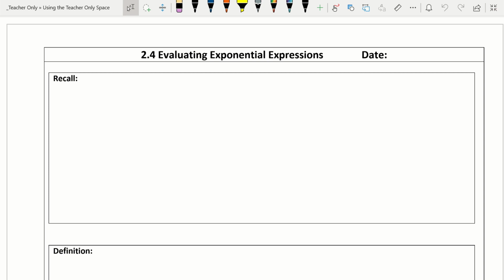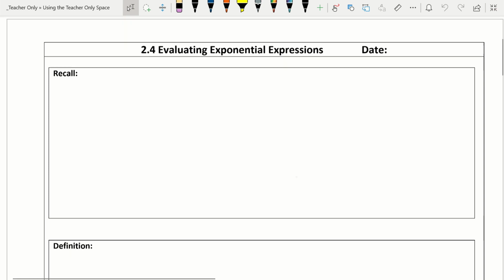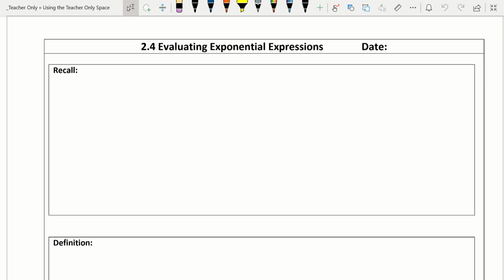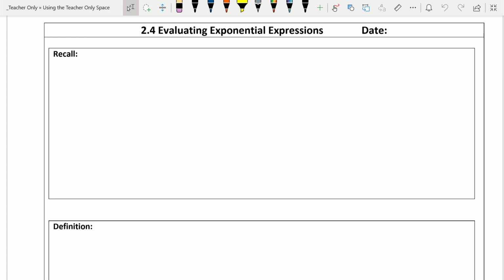Good evening, class. Today we're going to look at 2.4, Evaluating Exponential Expressions. First, we're going to do a bit of review, recalling the exponent laws that we talked about before. We're going to talk about the 5 different exponent laws, and hopefully you can remember what we do when we multiply powers, divide powers, and so on.